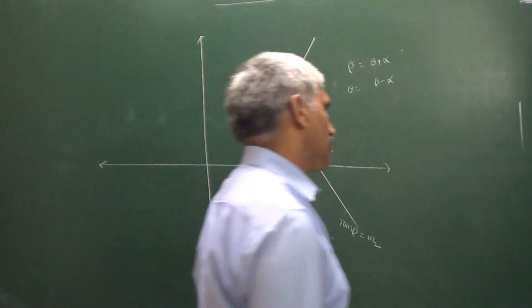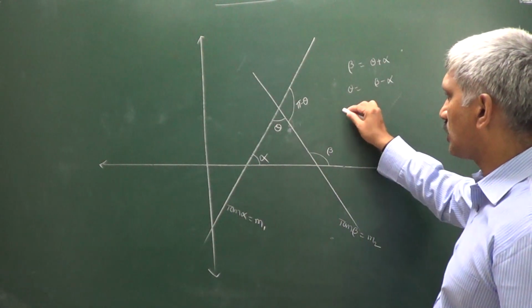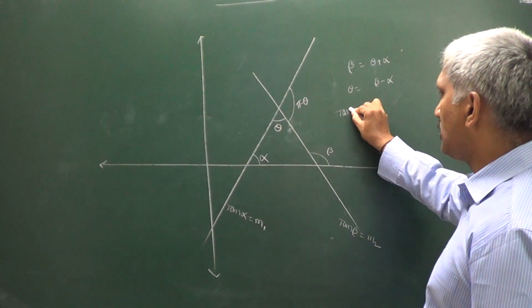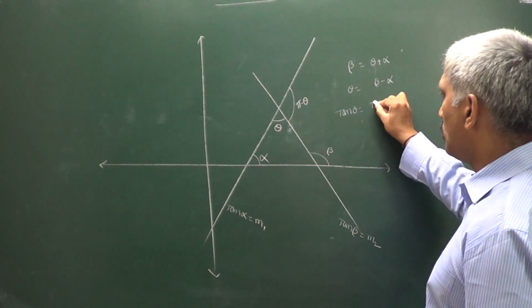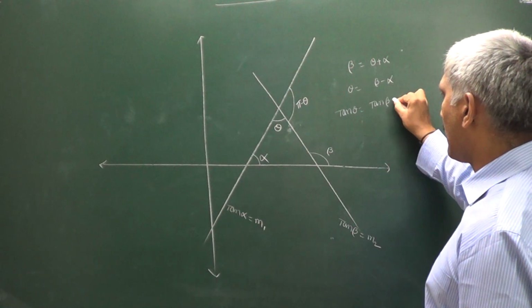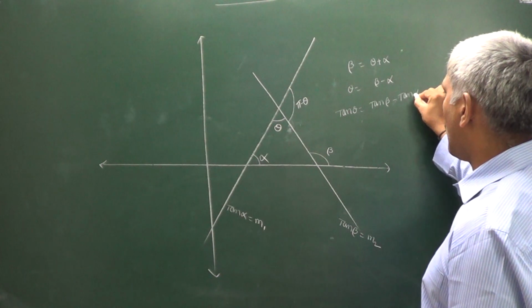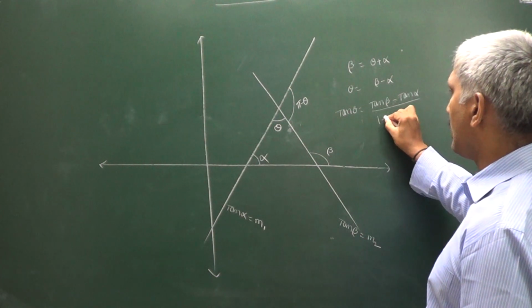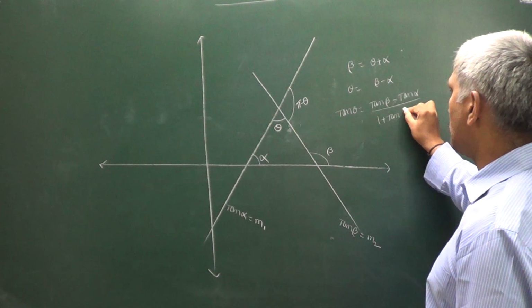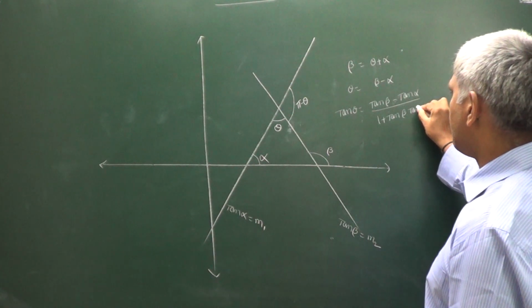Now we are writing theta is equal to beta minus alpha. From this we can write tan theta is equal to (tan beta minus tan alpha) divided by (1 plus tan beta into tan alpha).